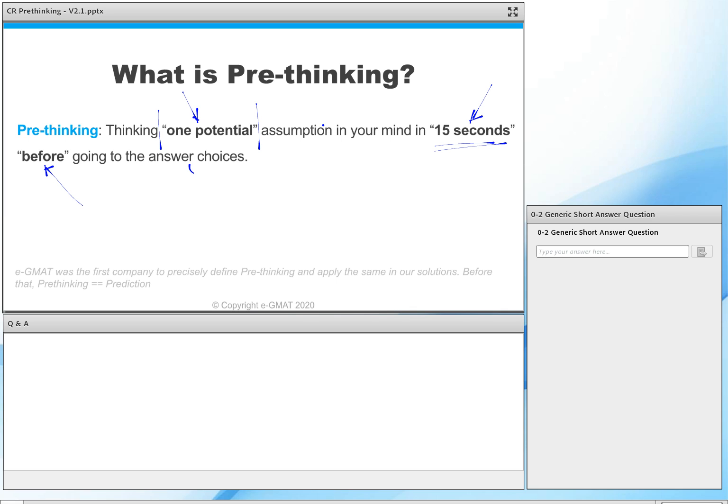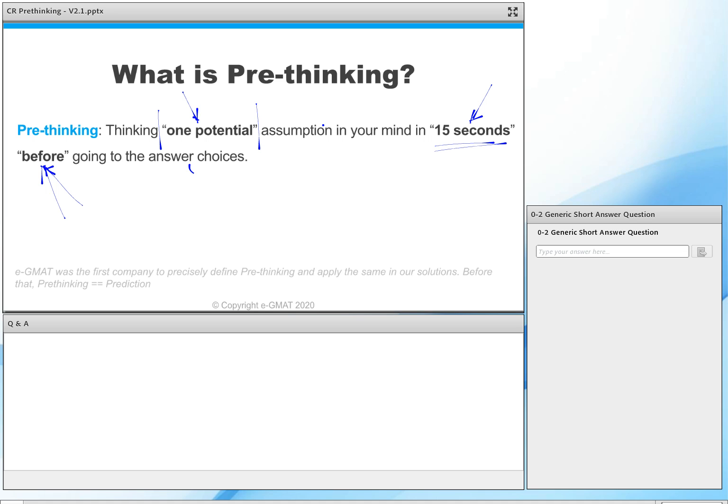A skilled pre-thinker is able to do this in 15 seconds or less after he or she reads the argument. Early on, you're going to take a lot longer, and that's absolutely okay. And this has to be done before the information provided in the answer choices pollutes your mind.